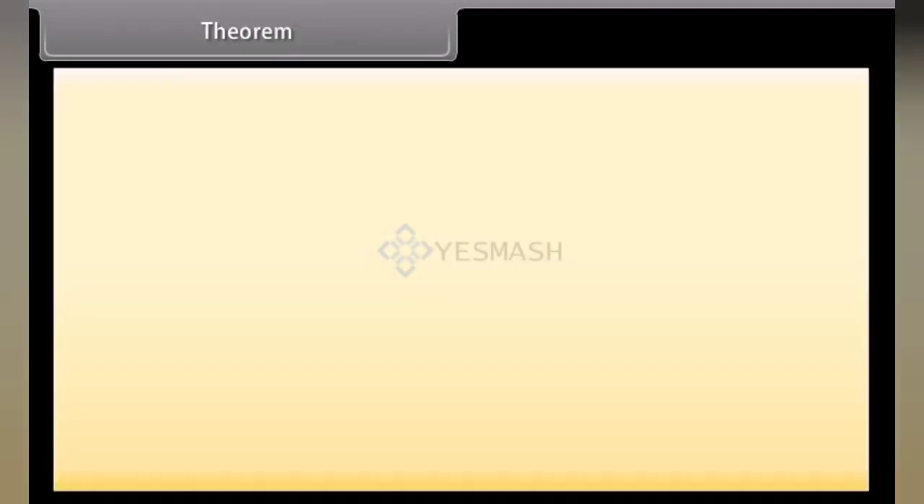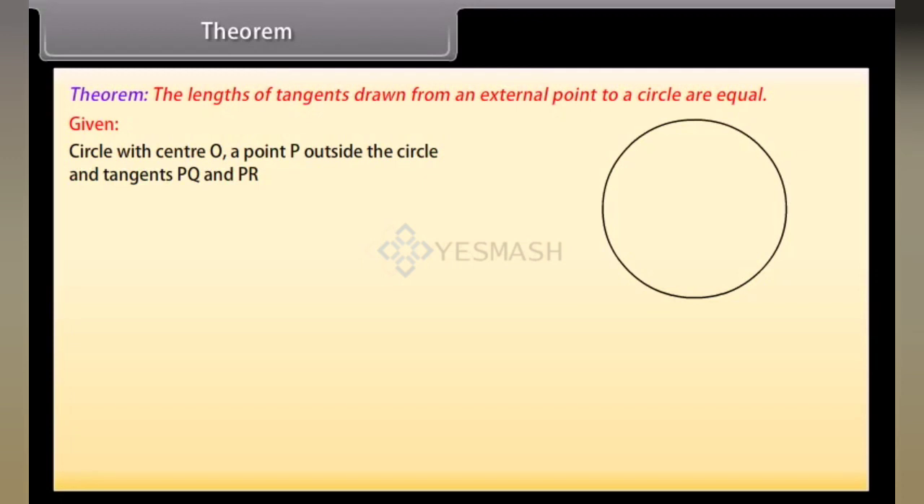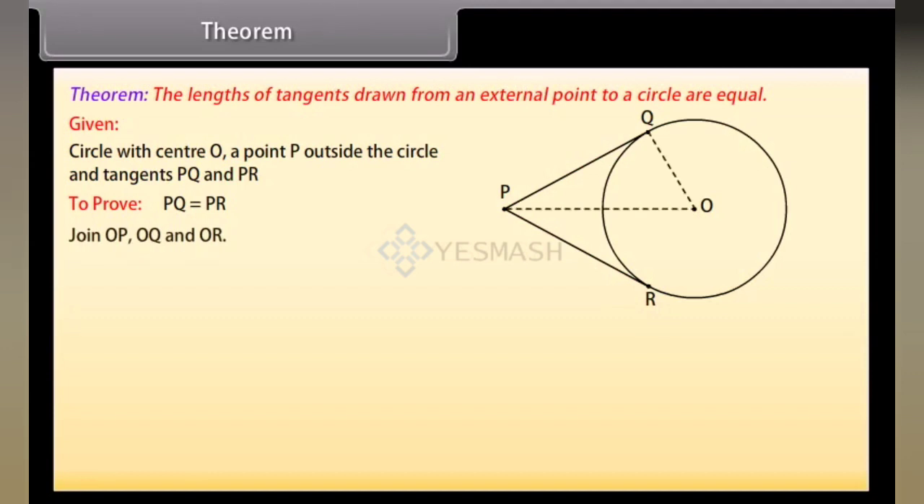Theorem. The lengths of tangents drawn from an external point to a circle are equal. We are given a circle with center O, a point P lying outside the circle, and 2 tangents PQ and PR on the circle from P. We need to prove that PQ is equal to PR. Let's join OP, OQ, and OR.